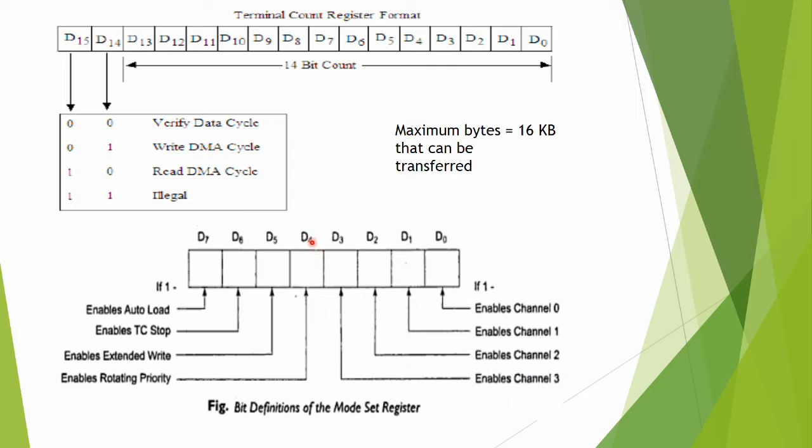If D4 is 1, it enables the rotating priority that we are going to see further. If D5 is 1, it enables extended write. If D6 is 1, it enables the terminal count stop. If D7 is 1, it enables the auto load function. That is only available for channel 2, not for the remaining channels.